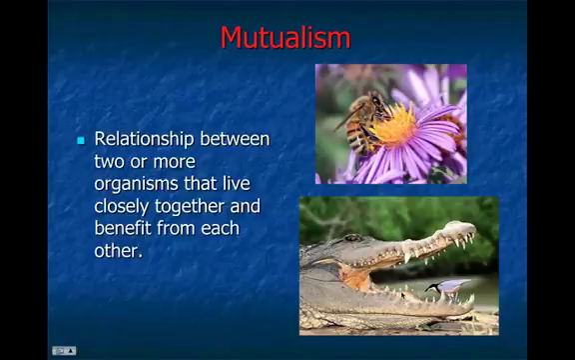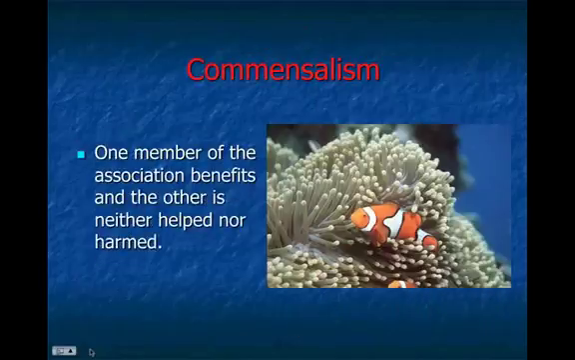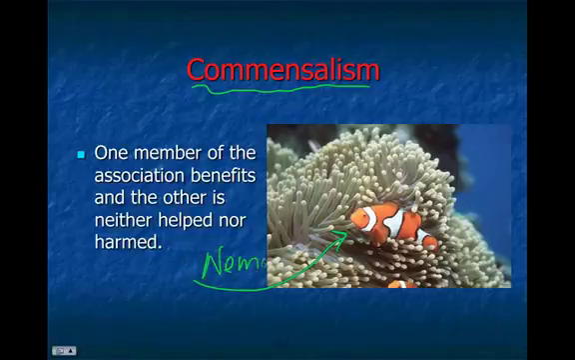All right, the next example is commensalism. Commensalism is going to be something very familiar to you because who do we have here but our friend Nemo. Nemo, the clownfish, who lives amongst the sea anemone. In commensalism, one member of the association benefits and the other is neither helped nor harmed. So the clownfish can live amongst the stinging anemone and are protected within that particular environment.